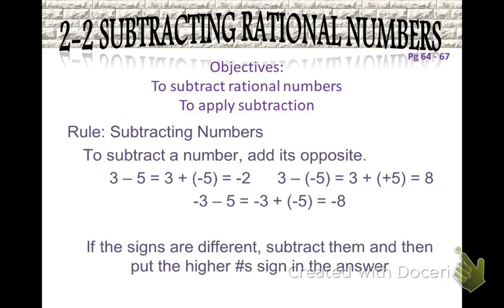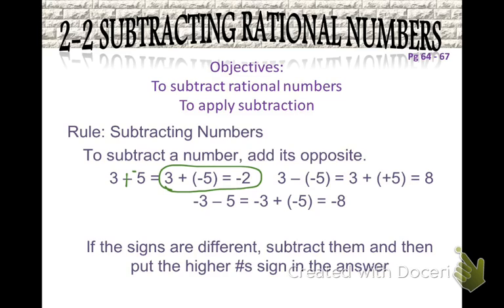So what we did in the first one, it's 3 minus 5. And what we did is we turned this minus into a plus, and we turned it into a negative 5. So if you look, this is what it looks like. And then we use the addition rules, so they're opposite signs, so we subtract them, and 5 is bigger, so it would be negative 2.